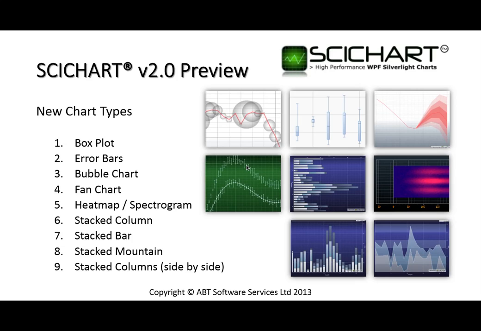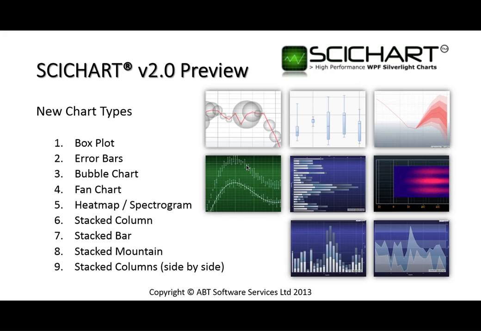Okay, so what new features do we have in SciChart 2? Well, we've got 9 new chart types. These include box plot, error bars, bubble chart, fan chart, heat map or spectrogram, stacked column chart, stacked bar, stacked mountain, and stacked columns side by side, i.e. multiple columns in the same category side by side.